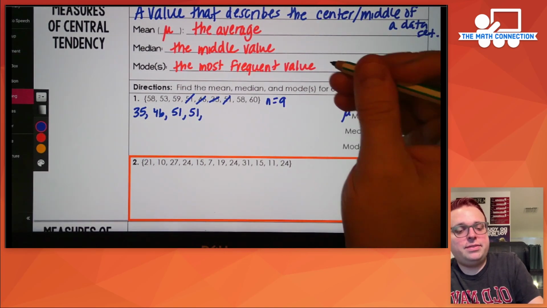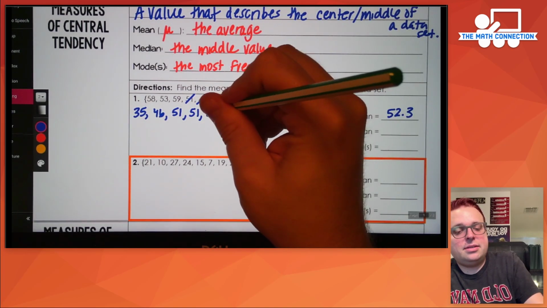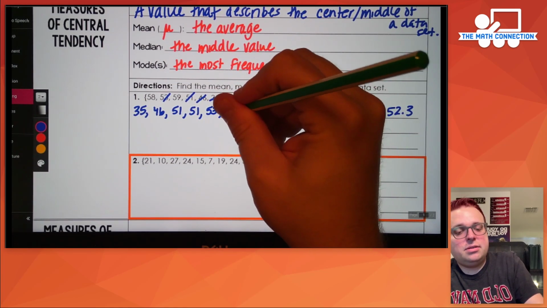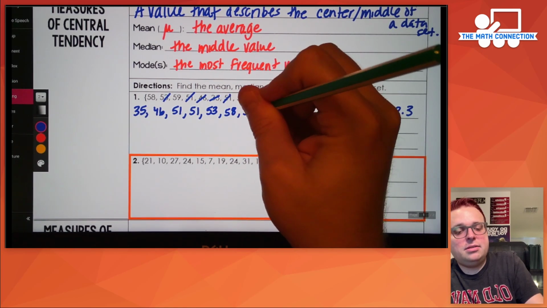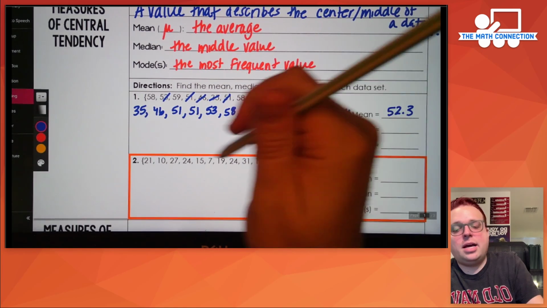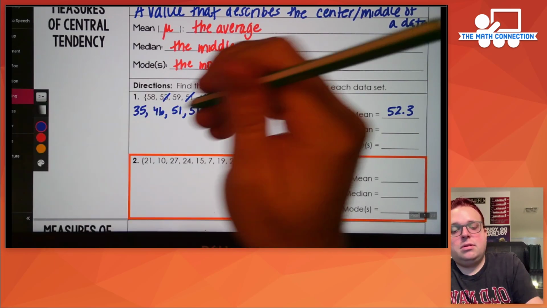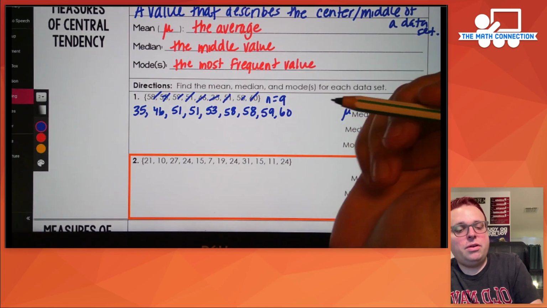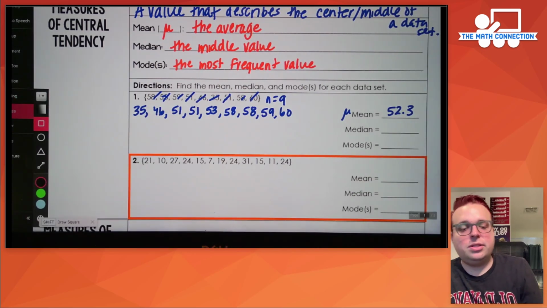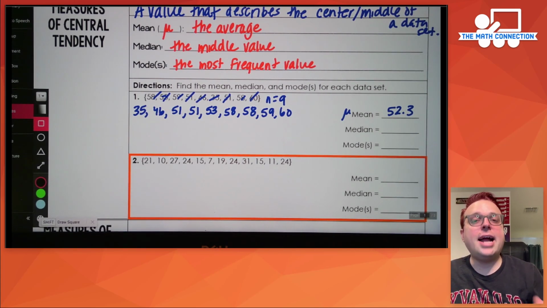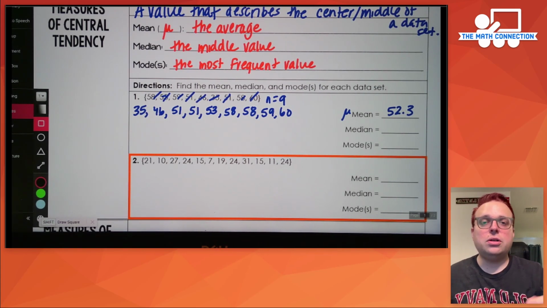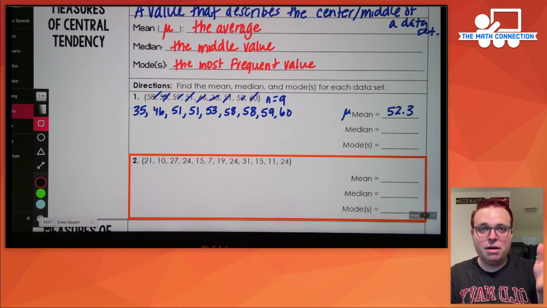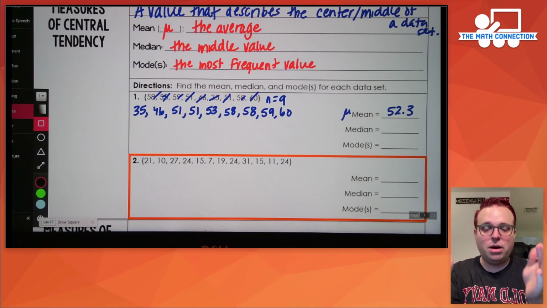Okay, so 51, 51, 53 is next. And then we have 58, 58 again, and then 59, and then 60. Okay, so that takes care of all those. And then I'm going to switch pen colors here so you can watch how we do this. To find the middle value, you start shaving off the numbers on both ends equally. So one off this side, one off this side, then one off this side, then one off this side.